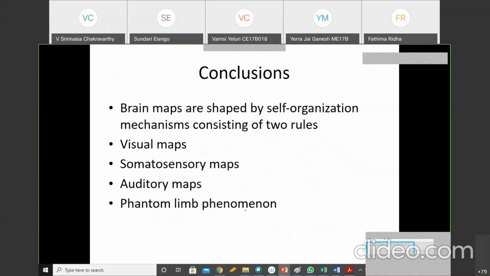Start thinking. Okay, so some conclusions. Brain maps are shaped by self-organization mechanisms, and we have seen visual maps, tonotopic maps, and auditory maps. We have also seen the phantom limb phenomenon. Then we have also seen that there's a whole temporal aspect to the maps, and the classical maps are present only in certain primary sensory cortical areas, and they're not universal. And there are a lot of temporal aspects to understanding maps. So the classical picture is not quite accurate, but it has a limited application.